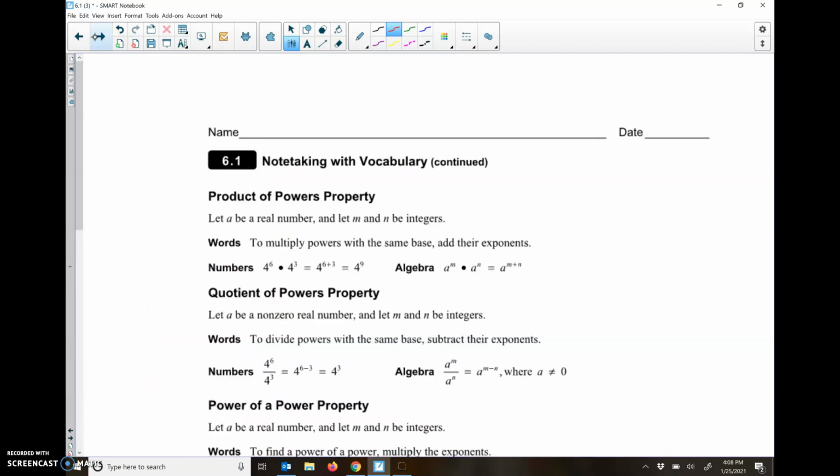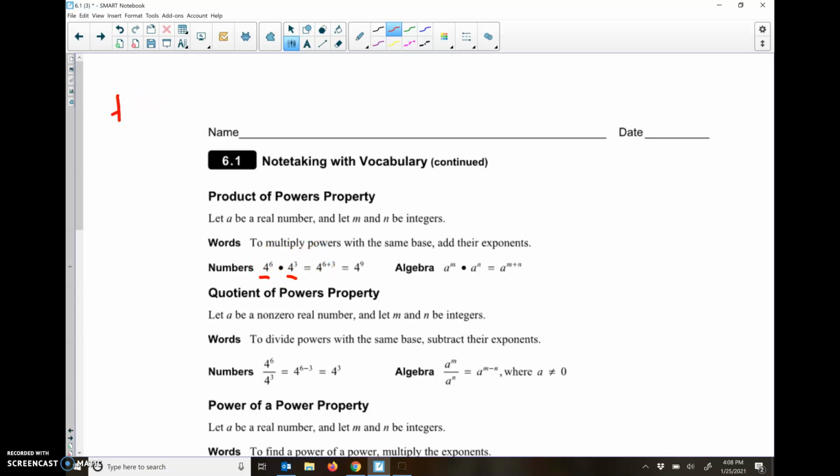Okay, and then we have product of powers. So the simple rule here is if they have the same base, which in this case they do, the base is 4, we just add the exponents. So 4 to the 6th power times 4 to the 3rd power. Really, we're just adding 6 and 3, and we get 4 to the 9th power.